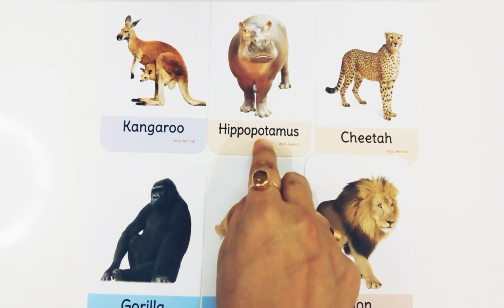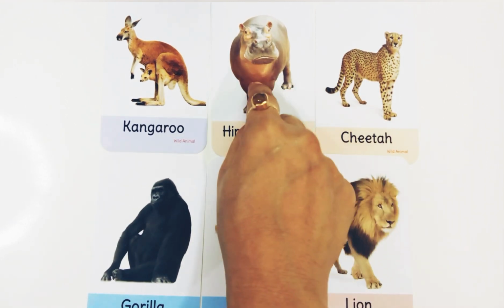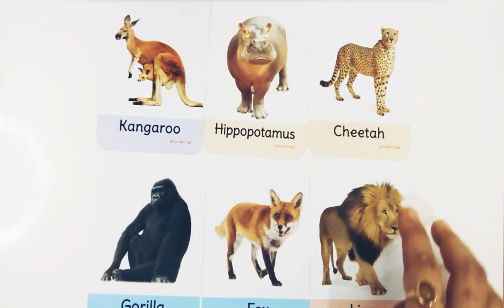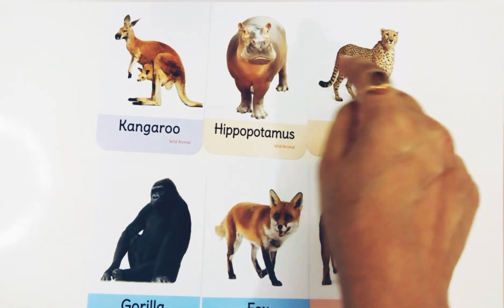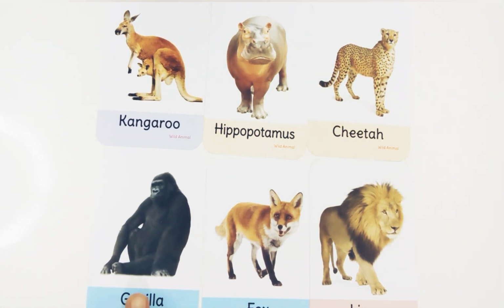H for hippopotamus. Hippopotamus. This is also a wild animal. C for cheetah. Cheetah. Cheetah is a wild animal. G for gorilla. Gorilla. This is gorilla. Gorilla is a wild animal.